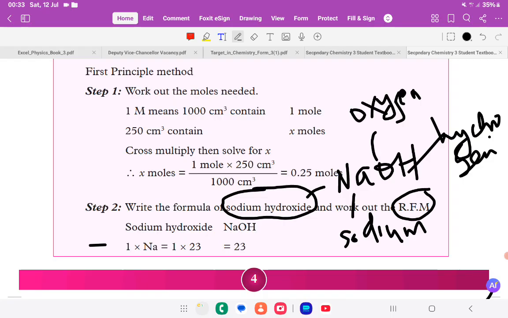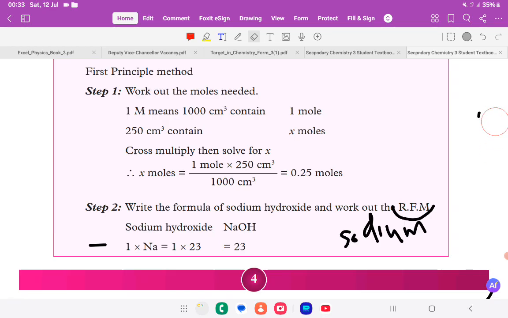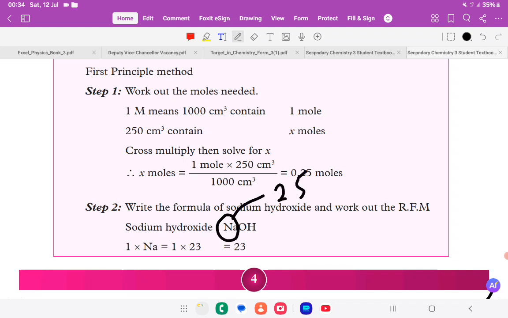Remember, relative formula mass is the total mass of the compound in this case, which is found by adding all the relative atomic masses of the elements found in it. So using your periodic table or any other source of data, sodium has a relative atomic mass of 23. But you have to change this to grams. Okay, so sodium alone is 23 grams. Of course, before we move on, oxygen is 16 grams, while hydrogen is 1 gram.